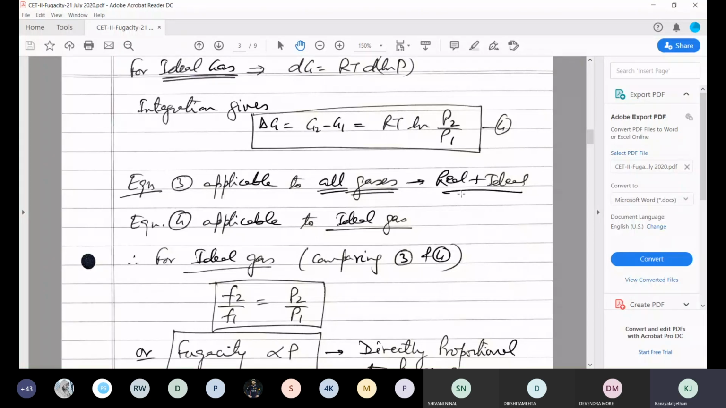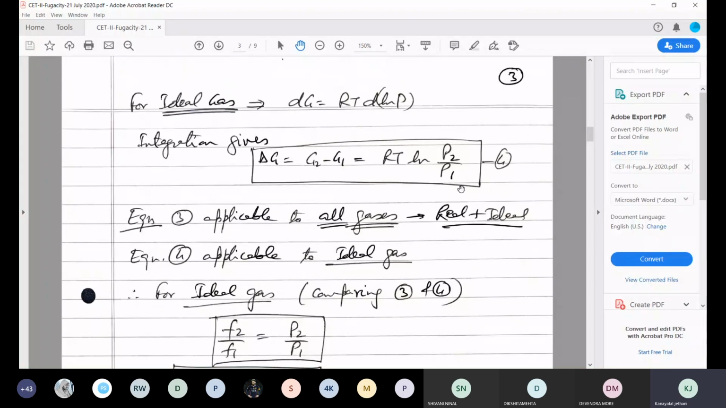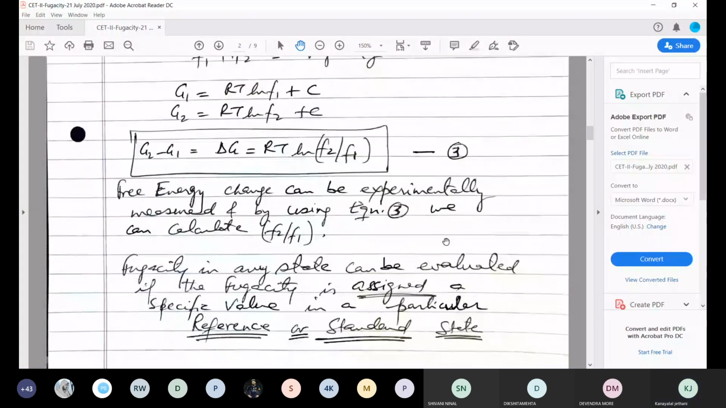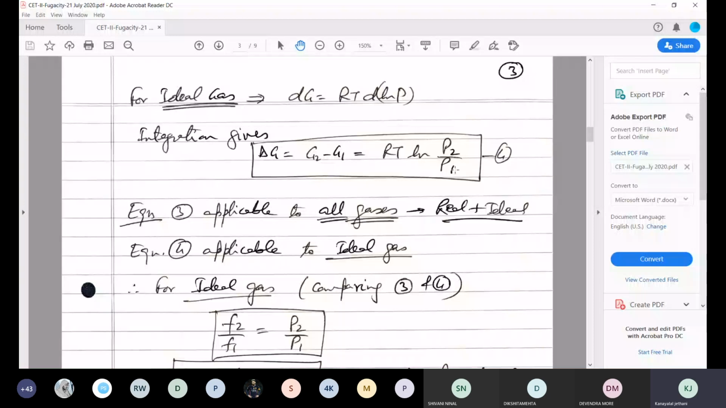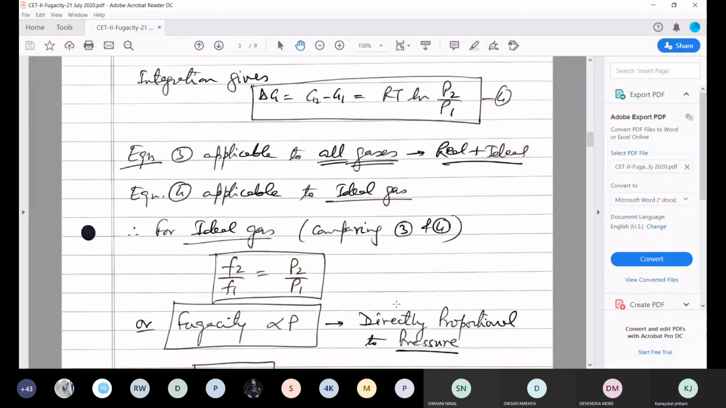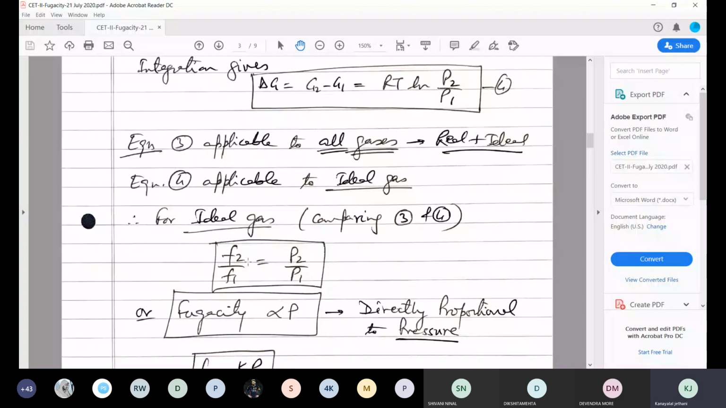तो दोनों इक्वेशन अगर हमने आइडियल गैस को अप्लाई किए तो लेफ्ट हैंड साइड सेम है, RT कैंसिल हो जाएगा, तो ln F2 by F1 equal to ln P2 by P1. That means F2 by F1 is equal to P2 by P1 for ideal gas, right? So F2 is equal to P2 and F2 is some constant times P2, right? You can say F2 by F1 is equal to P2 by P1. That means fugacity or F is proportional to pressure.